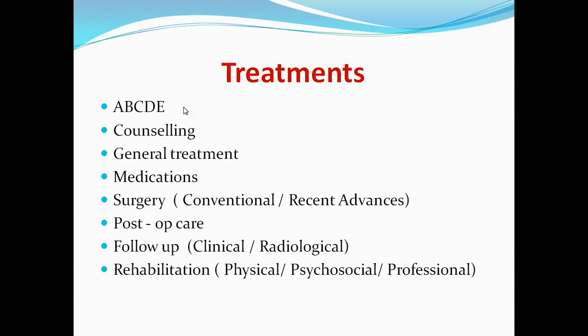So generally we put these patients on painkillers, muscle relaxants, as well as steroids sometimes, but that is controversial. And when the patient is stable, then we go for surgery. Some patients need surgery while some are managed conservatively, and again that depends upon the extent of involvement of the spine and spinal cord.